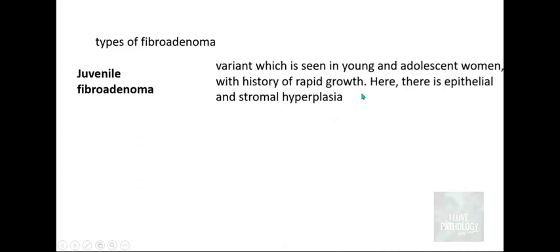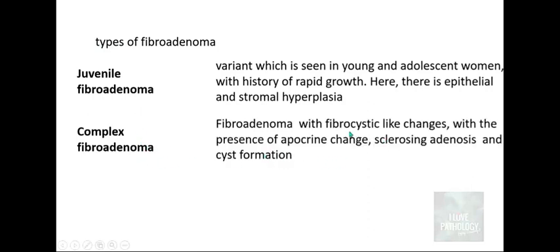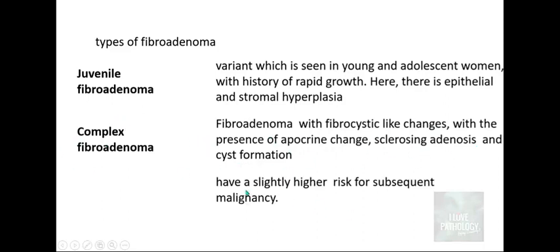In these cases of fibroadenoma, there is epithelial and stromal hyperplasia. Another one is a complex fibroadenoma, which is a fibroadenoma with fibrocystic-like changes, which is what we studied in part 1, right? Fibrocystic-like changes you find within the fibroadenoma with the presence of apocrine changes, sclerosing adenosis, and cyst formation. Why is it important to know this type of fibroadenoma? These fibroadenomas do have a slightly higher risk of subsequent malignancy.